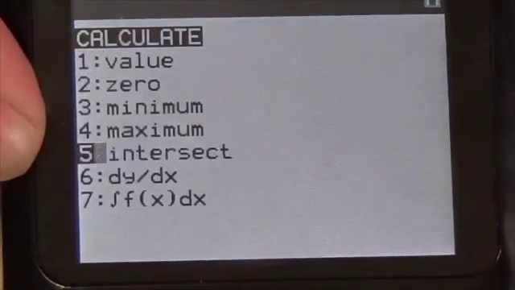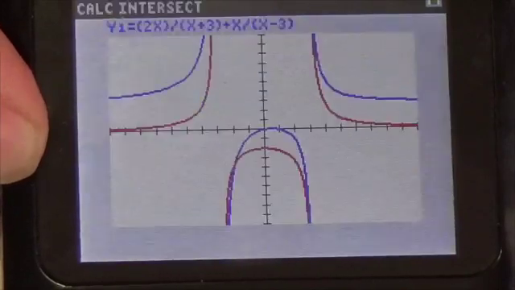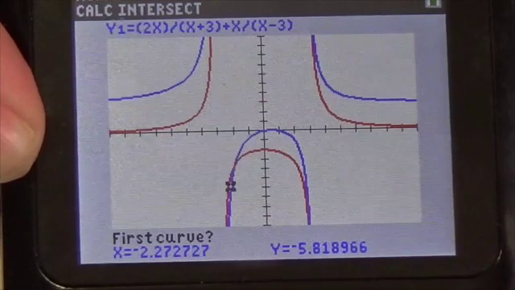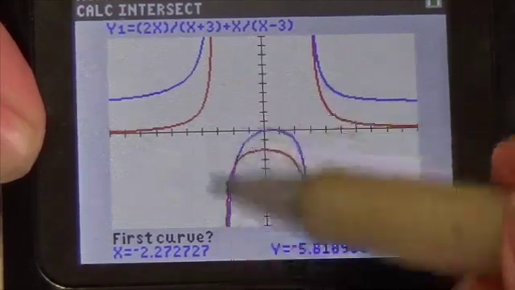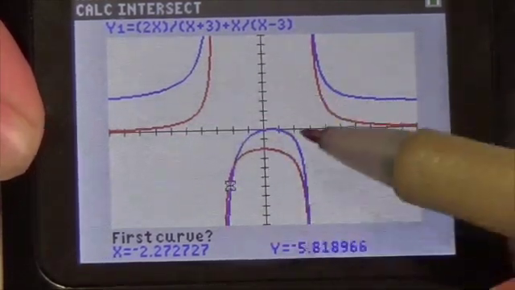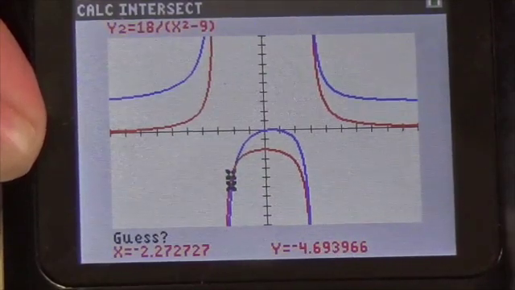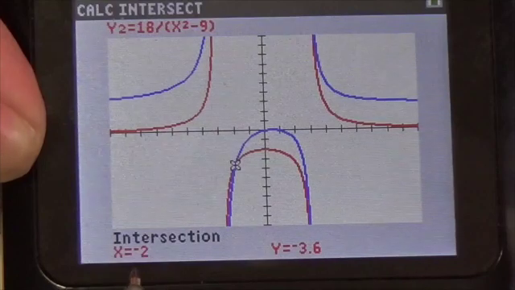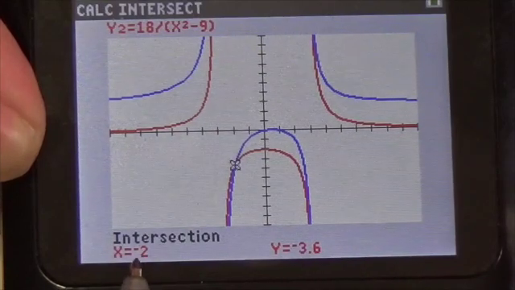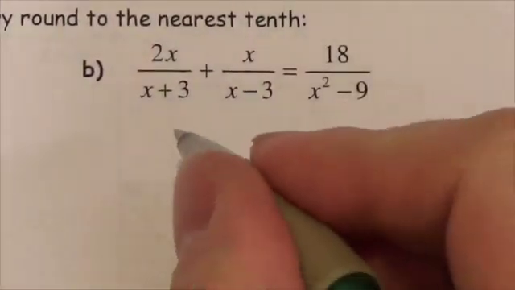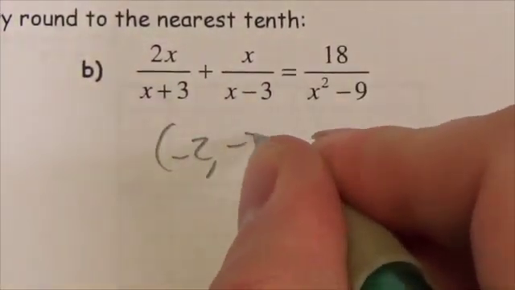So now I'm going to go back into that menu, choose my intersect again, come back over here. Now it sort of looks to me like there's a point of intersection around here. And then because of some symmetry, I'm going to get one here too. So enter, enter for the second curve, enter to get past the guess. And I'm getting a point of intersection at -2, -3.6. So over here, I'll write down -2, -3.6.